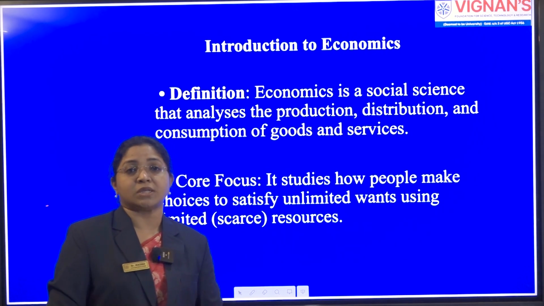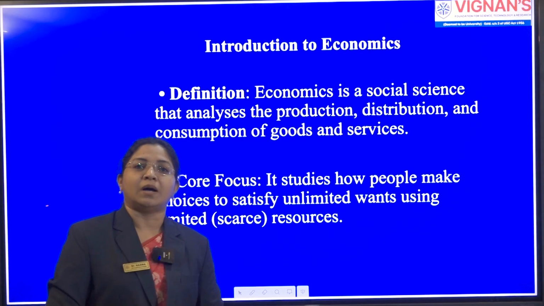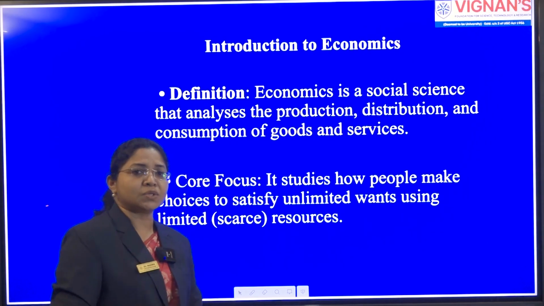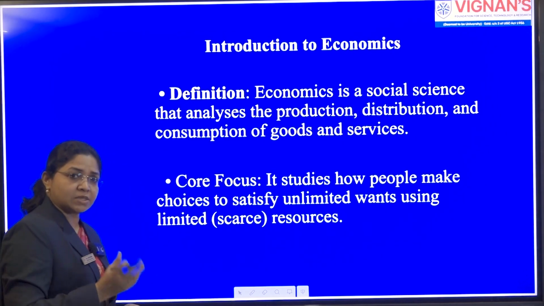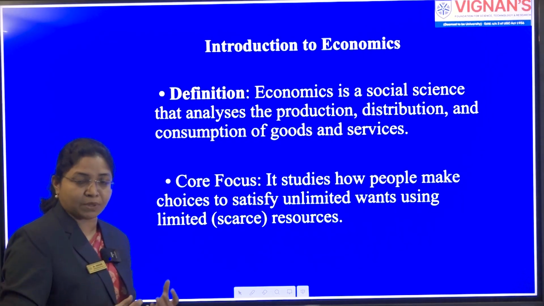Why is economics called the queen of social sciences? Because it deals with the fundamental needs of human beings. It talks about the fundamental necessities of a human being. So, economics is a social science, that is a systematic study of society. We talk about the interactions which happen in society.